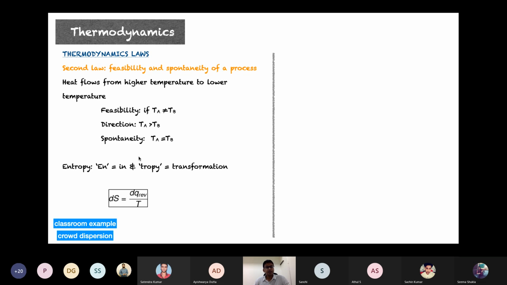one of the most wonderful things that people derived. So the concept of entropy. What do we mean by the word entropy? If you can divide entropy into two terms, the first one is en, which means in, and the second one is tropy, which means transformation. So entropy is a quantity or a variable which causes some transformation.